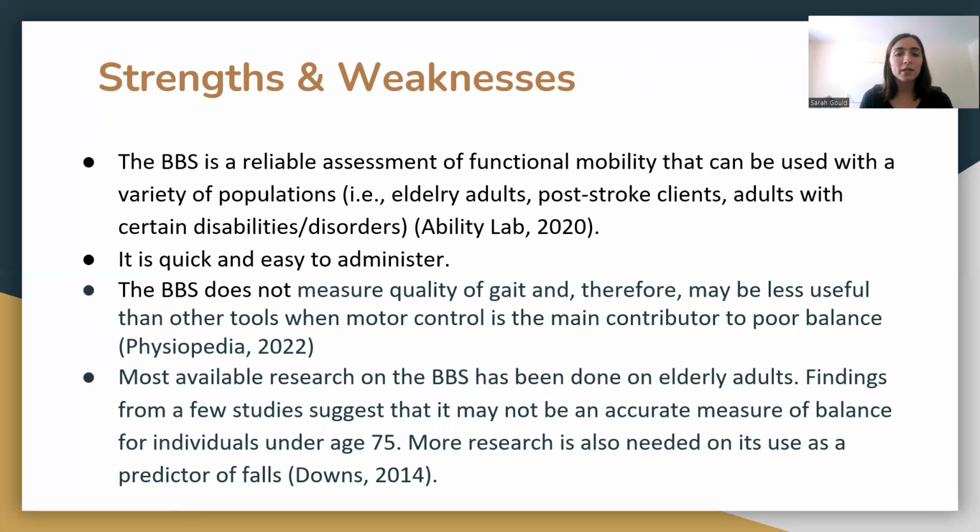It does not measure quality of gait and therefore might be less useful than other balance tools if motor control is the main contributor to poor balance. And most available research on the BBS has been done on elderly adults, so definitely more data is needed. Findings from a few studies suggest that it may not be an accurate measure of balance for individuals under age 75. More research is also needed on its use as a predictor of falls.